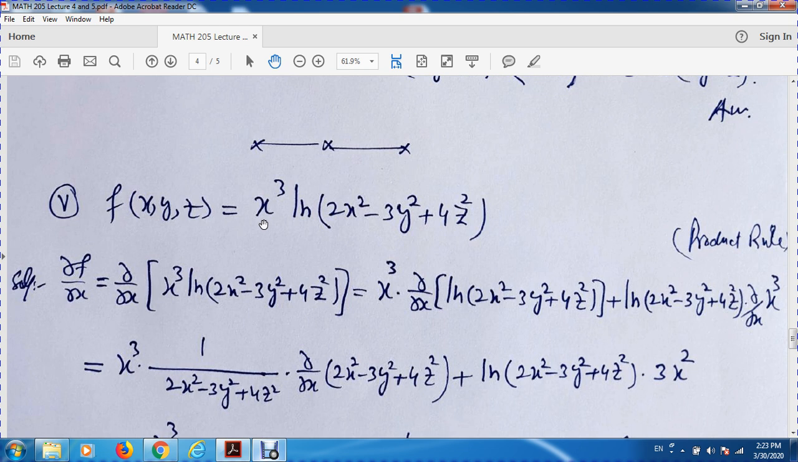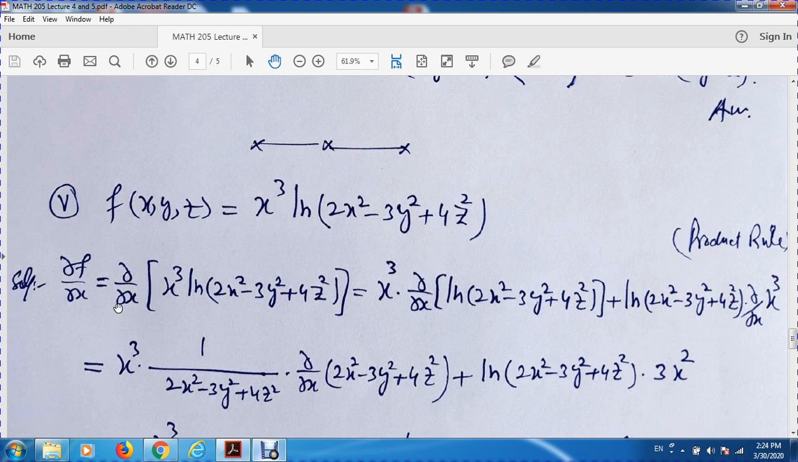But when I consider the derivative with respect to y, I will not use the product rule. The reason is that in the ln only y is involved, and x cube will be just like a constant, because we are talking about partial derivatives. Similarly, when I take the derivative with respect to z, I will not use the product rule, because you can see x cube and here only z is involved. So I will take x cube just like a constant, then I will write the derivative of ln, and then the derivative of inside.